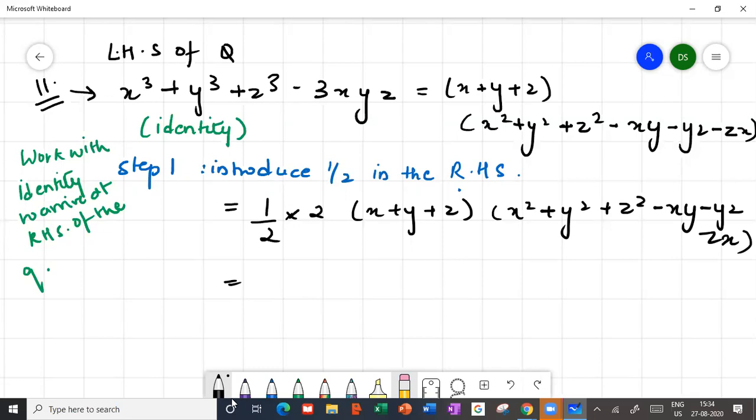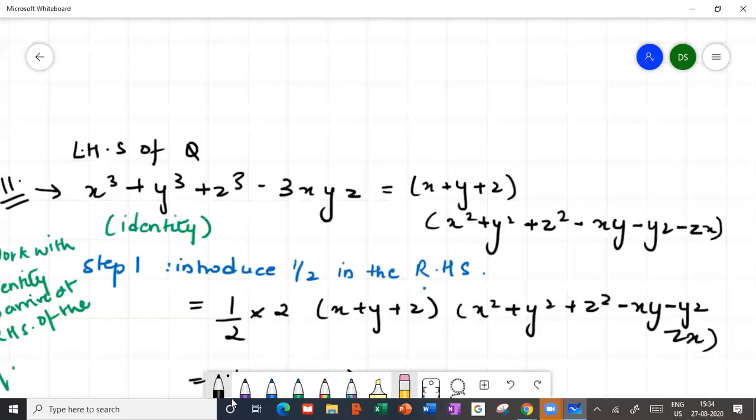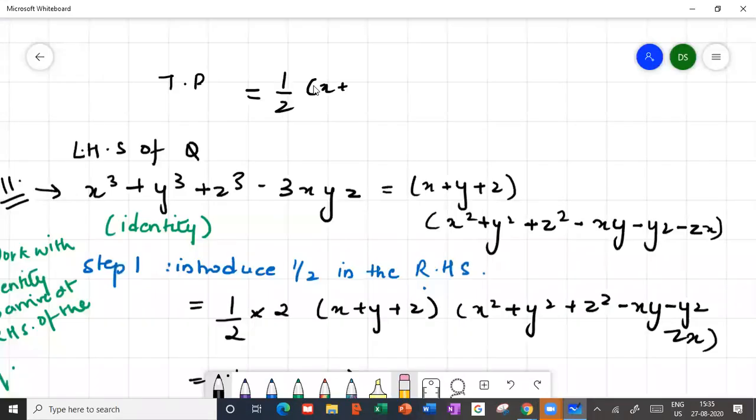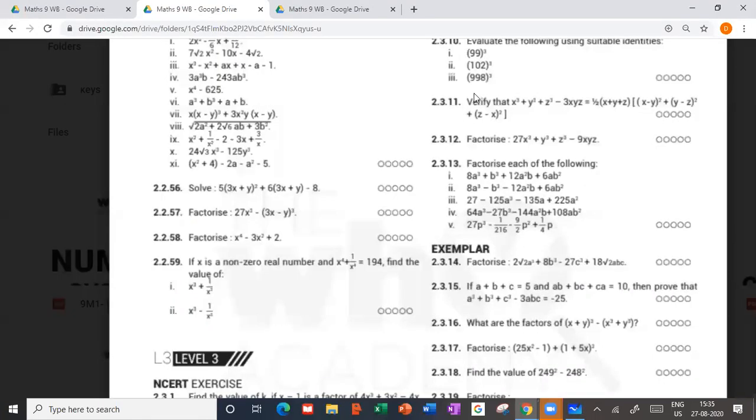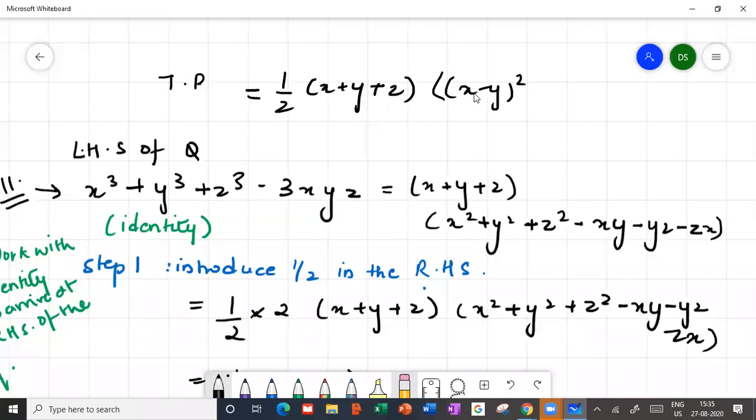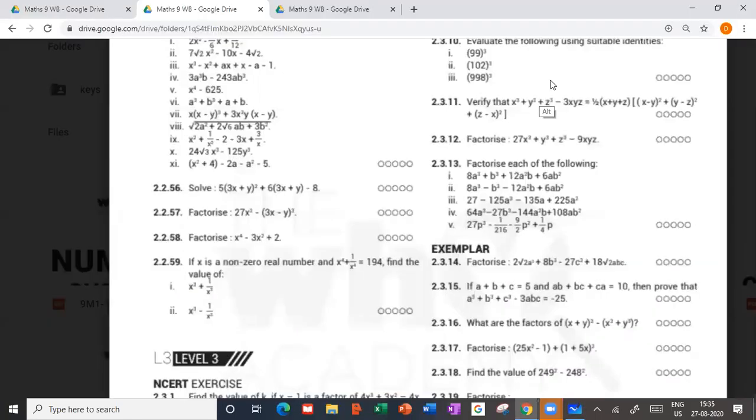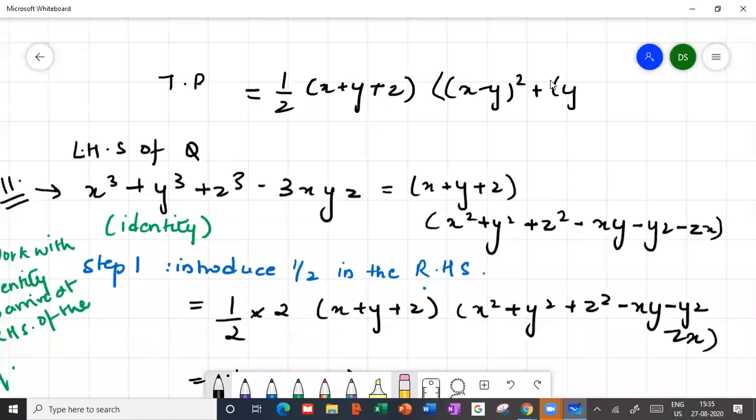So keep half here as it is. Correct? Okay, we need to prove it equal to half x plus y plus z. So that is clear, right? We don't want to mess with the first bracket, so do not do anything with it. Into x minus y whole square plus y minus z whole square plus x minus z whole square.